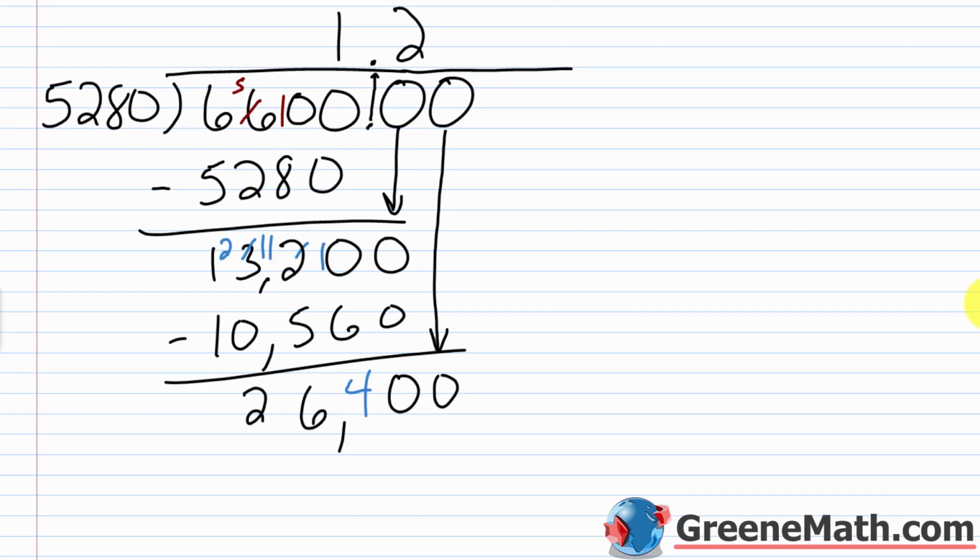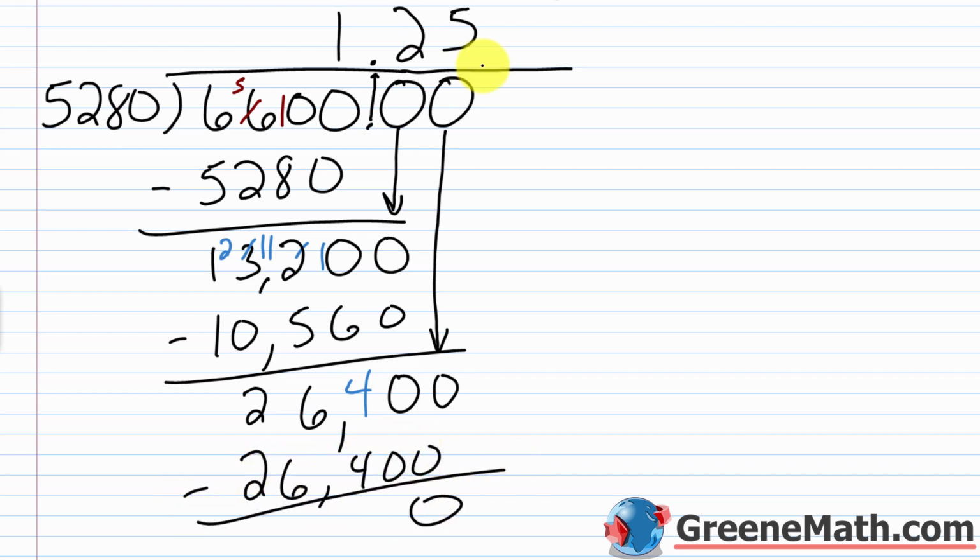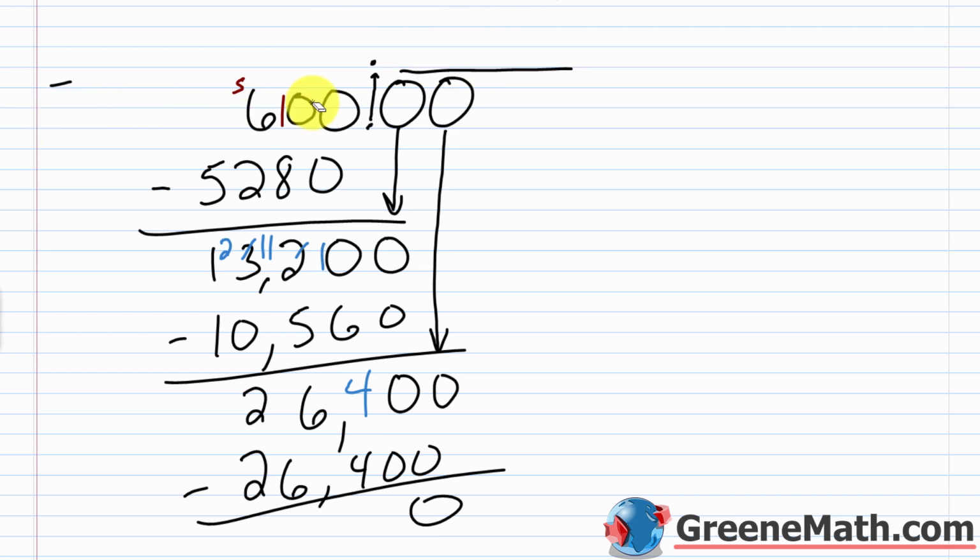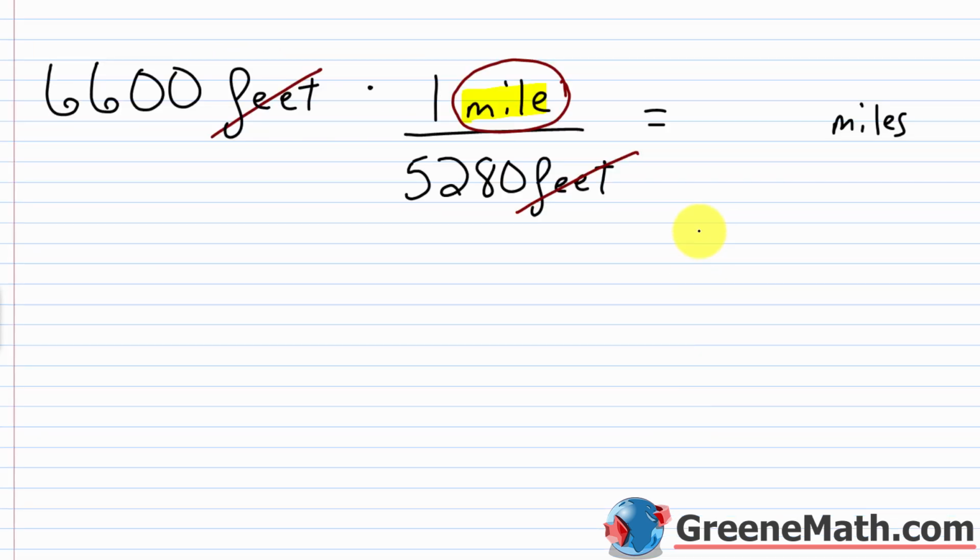26,400. So we know that 5,280 goes into 26,400 five times. So 5 times 5,280, again, is 26,400. Subtracting gets 0. So I just need this part, this 1.25. I can erase everything else. And basically at this point, I can just answer this by putting 1.25 here. And our unit conversion is done, right?